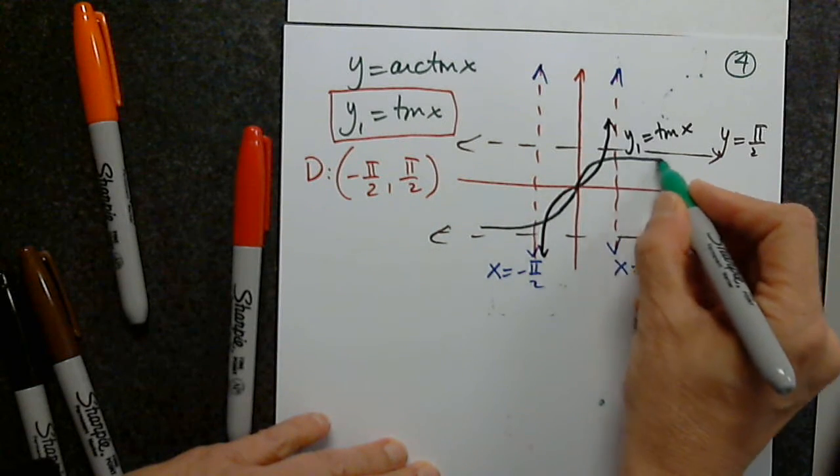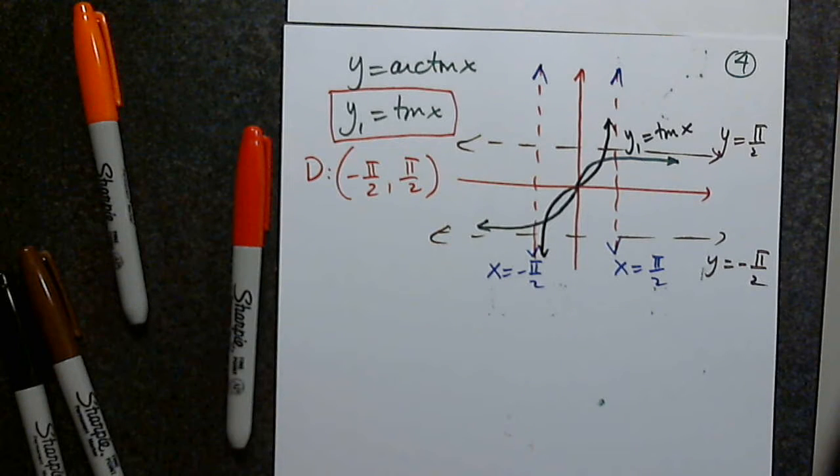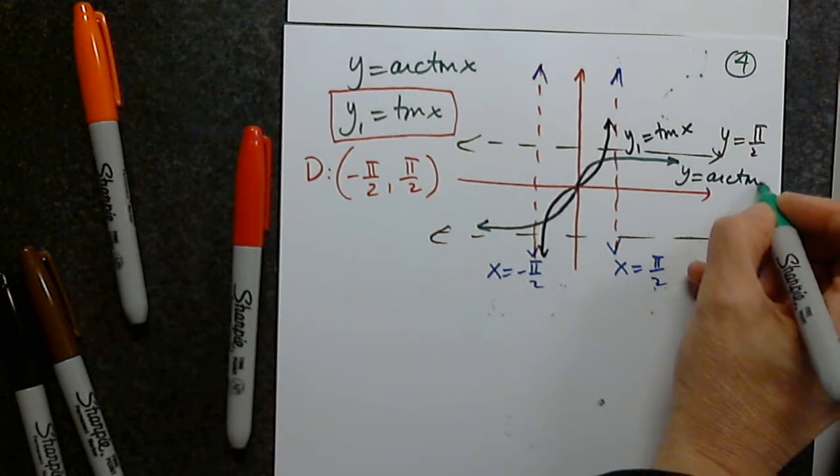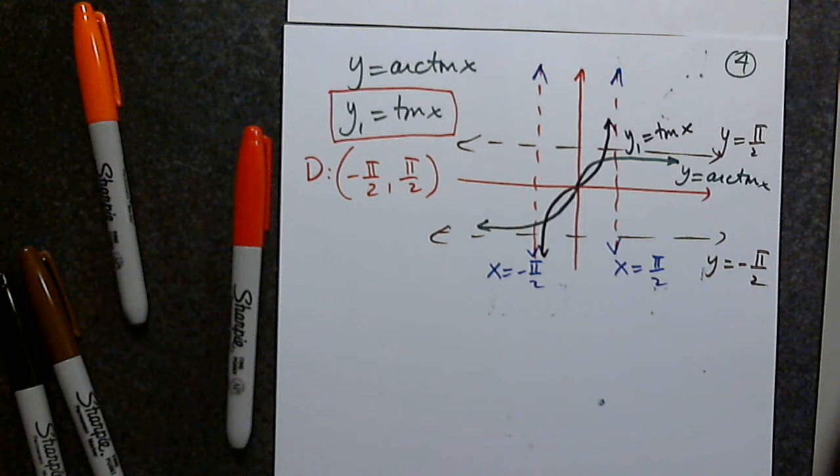Completely symmetric. Although, to be exact, the axes don't have the exact same units. So this is y equals arc tangent x. Please remember these two functions.